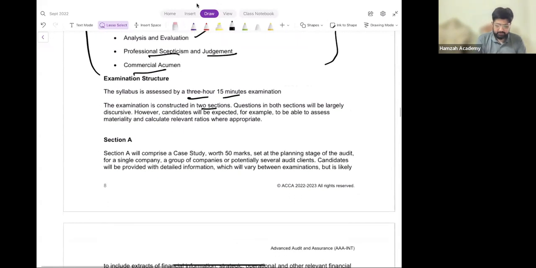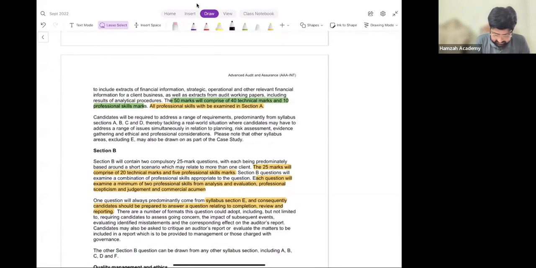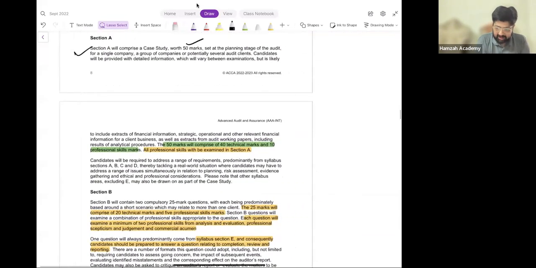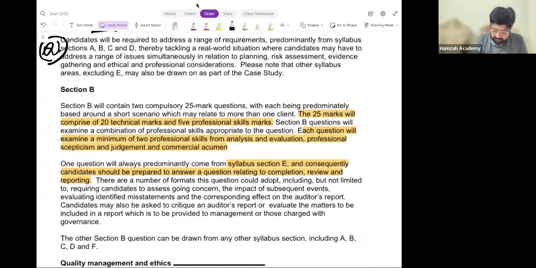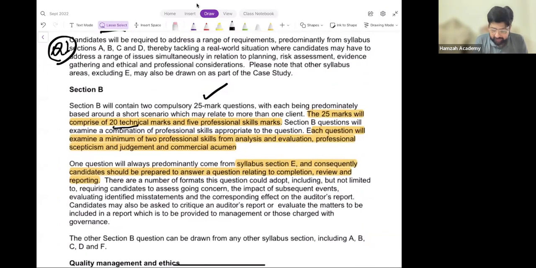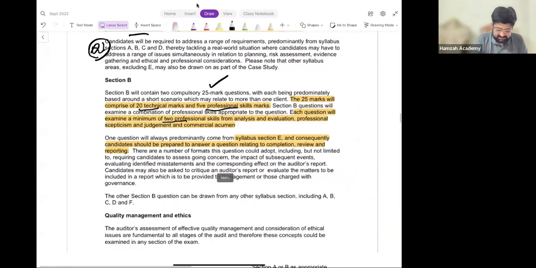Two sections are there. Now, I have highlighted a few things here. Section A is a 50 mark case study, which includes multiple areas of the syllabus, with 40 technical marks and 10 professional skills marks. This question number 1 is a mix of areas of the syllabus. Section B is 25 marks each, 20 technical and 5 professional marks. Each question will have a minimum of 2 professional marks.